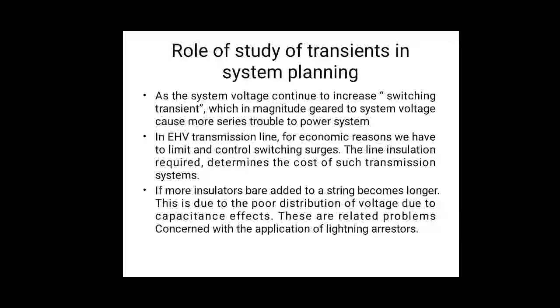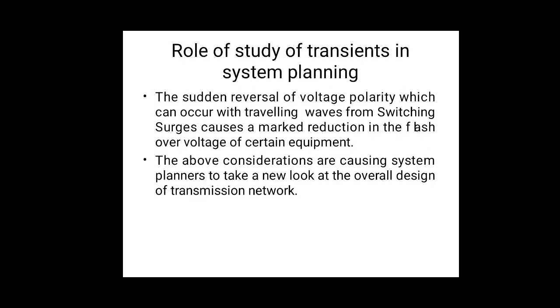So we want to study in detail the switching transient to find out the magnitude of the system voltage which causes severe troubles. In extra high voltage transmission lines, for economical reasons, we want to limit and control the switching surges. Based on the insulation, the cost of the transmission line is determined. So it's very important to study about the transients and its effects while designing the system. And a sudden reversal of polarity voltage can occur in the traveling waves, which also increases the switching surges. These considerations need to be analyzed while planning the overall system design.